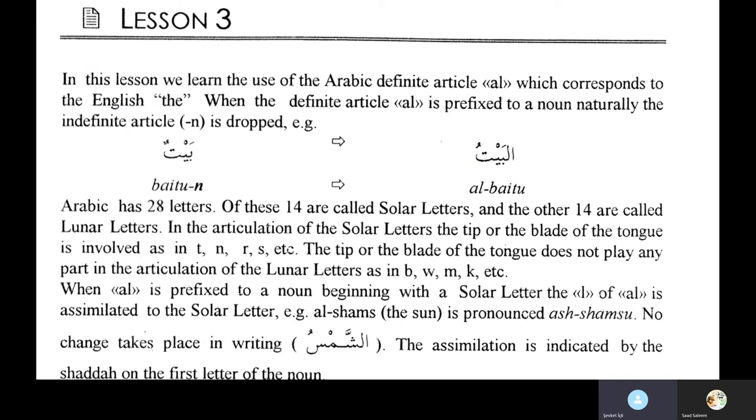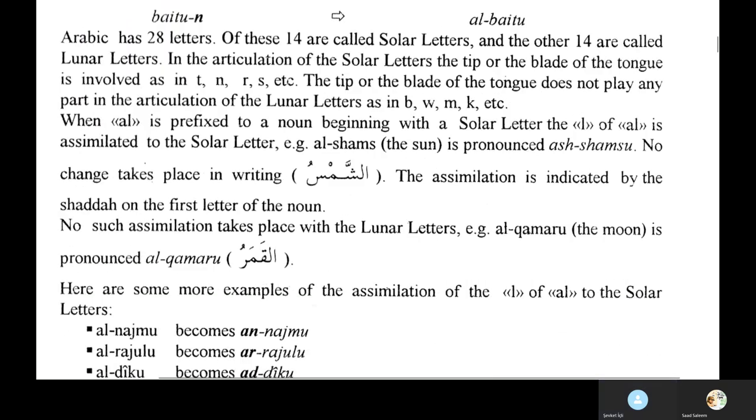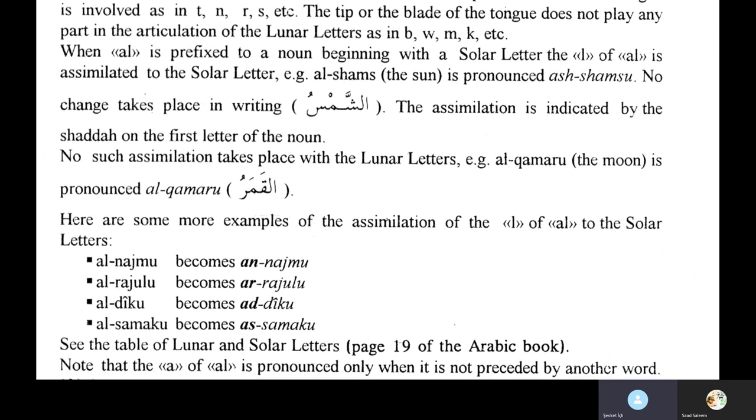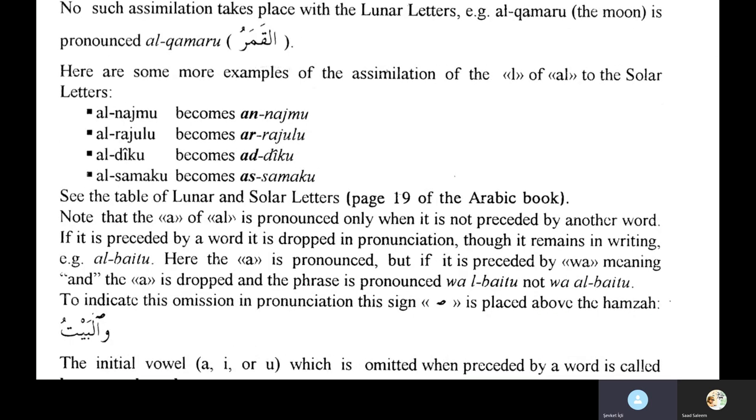When al is prefixed to a noun beginning with a solar letter, the lam of al is assimilated to the solar letter. Ash-Shams, the sun, is pronounced Ash-Shamsu. No change takes place in writing Al-Shamsu. This assimilation is indicated by the shadda on the first letter of the noun. No such assimilation takes place with the lunar letters. Al-Qamar is pronounced Al-Qamar. Here are some more examples of the assimilation of the lam of al to the solar letters.